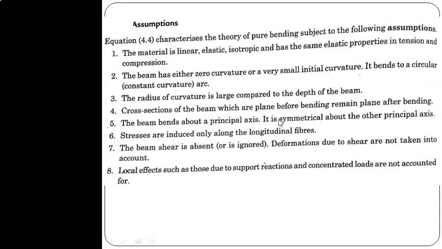Okay, so let us see some of the assumptions that we should follow in simple bending. The material is linear elastic, isotropic, and has the same elastic properties in tension and compression. The beam has either zero curvature or very small initial curvature. It bends to a circular constant curvature arc. So these are some of the assumptions. The radius of curvature is large compared to the depth of the beam. Cross sections of the beam which are plane before bending remain plane after bending.